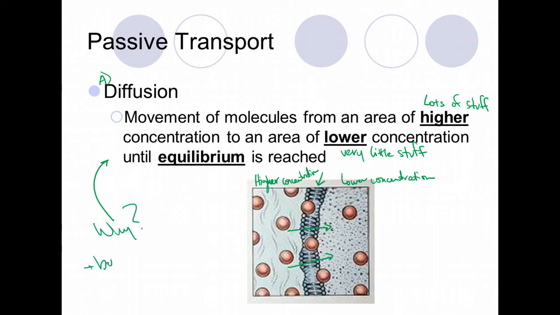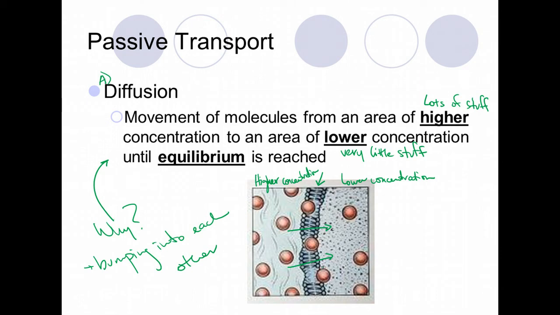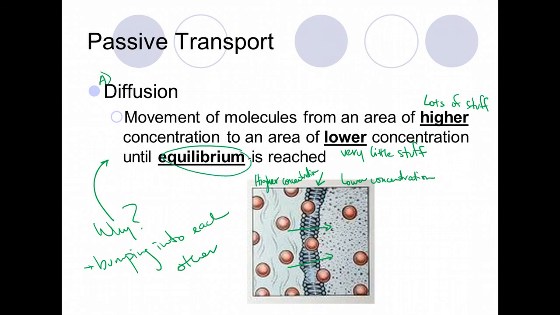Basically, the molecules are bumping into each other. Because they're not at 0 Kelvin, I hope you remember that from middle school, they have some energy, they're bumping into each other, and when they bump into each other, they spread out. And if they can cross the membrane, they do, and they will continue to bump into each other and move across this membrane until they reach equilibrium, which is simply the idea that they're even on either side of the membrane. And that's diffusion.